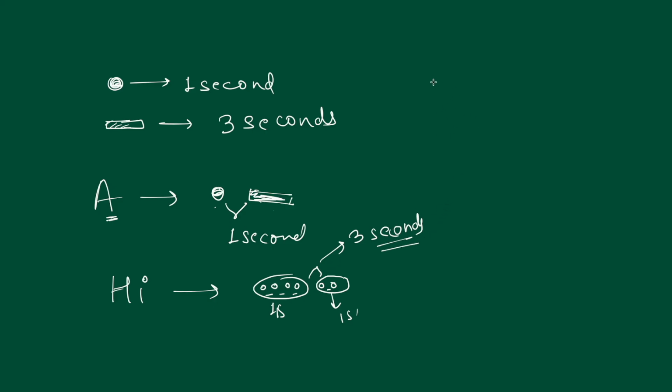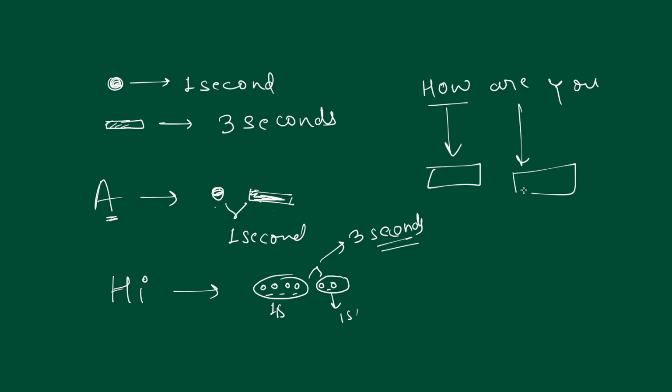And the gap between two words, let's say we want to say how are you. If we write the Morse code for this, and then write the Morse code for the next word, the gap between these two would be 7 seconds.